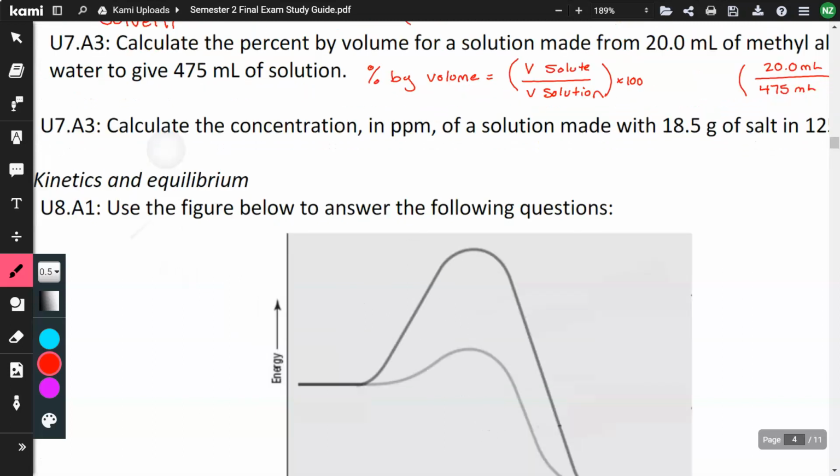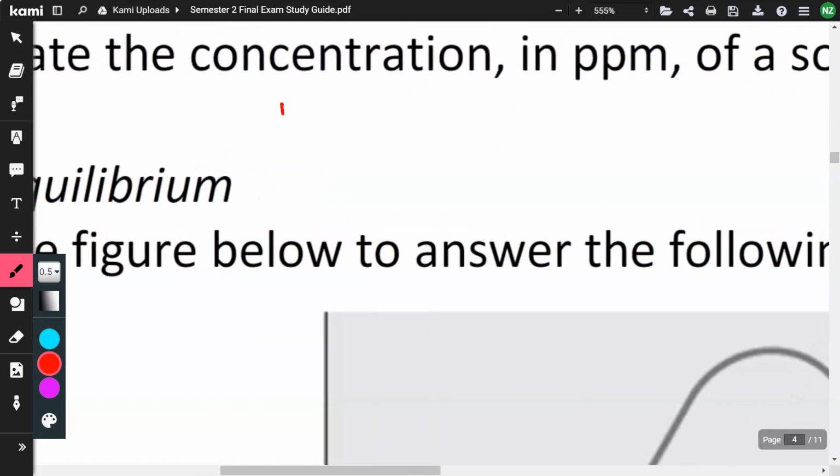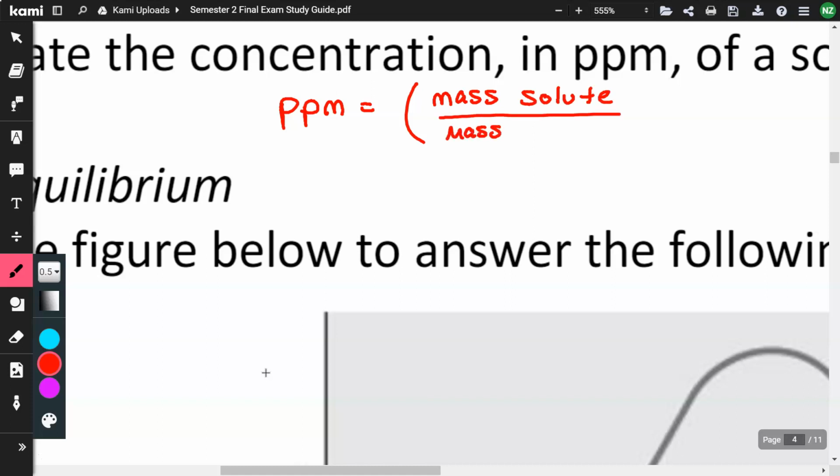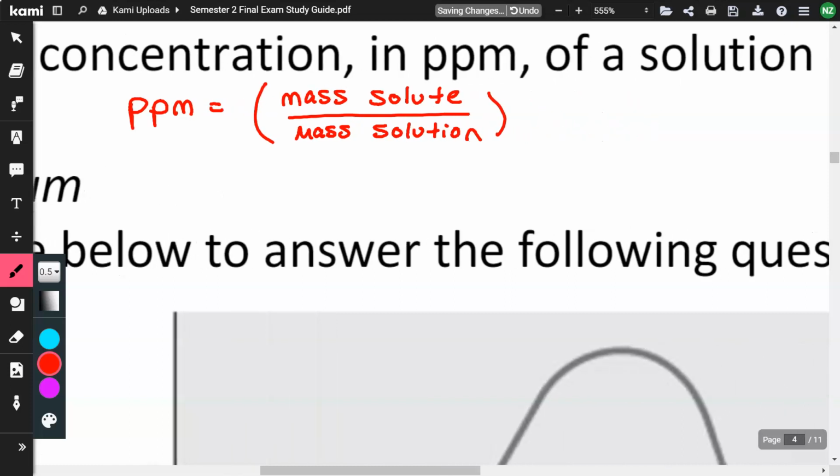All right, so the formula for parts per million, it's the same thing. Mass of solute over the mass of the solution, and then because it's parts per million, we multiply it by a million. That's 6 zeros. My paycheck has that many zeros in it. That's not true. All right.